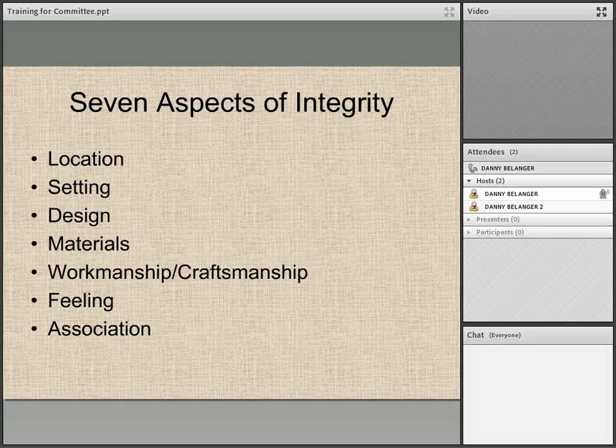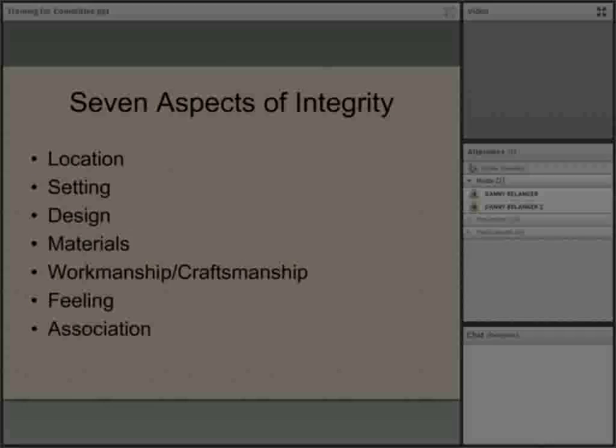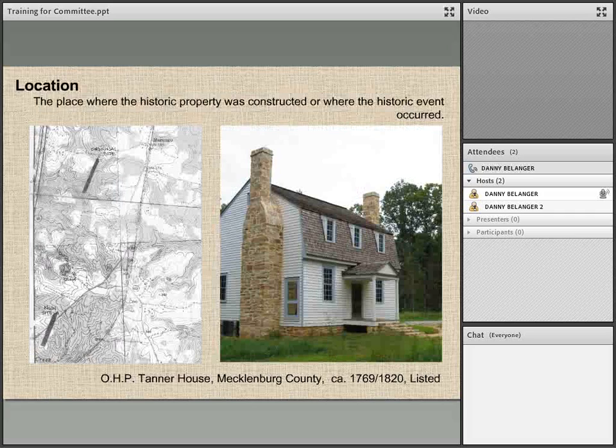Determining which of the aspects of integrity are most important to a particular resource requires understanding why, when, and where a resource is significant. Location is the place where a historic property was constructed or where a historic event occurred. So in this example, this house was built between 1769 and 1820, and it has not been moved from its original location. Thus, it has integrity of location.